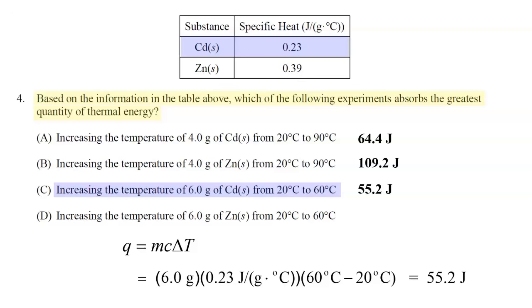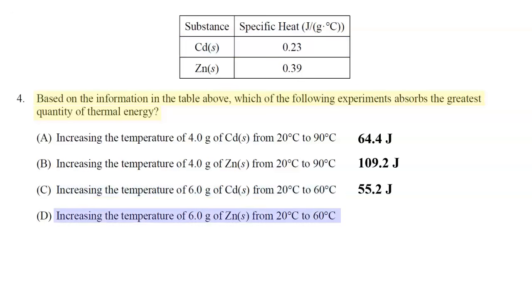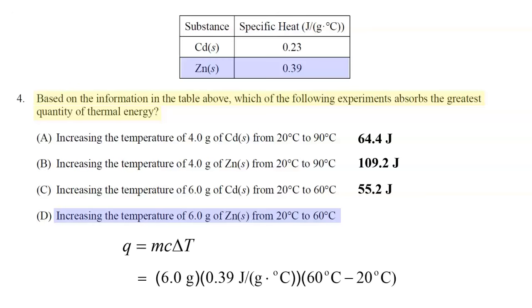All right, finally, moving on to choice D. It's the same mass, 6 grams, and the same delta T, which is 40 degrees Celsius, but now we use a specific heat capacity of 0.39 joules per gram degree Celsius. So you do 6 times 0.39 times 40, and we get an answer of 93.6 joules.